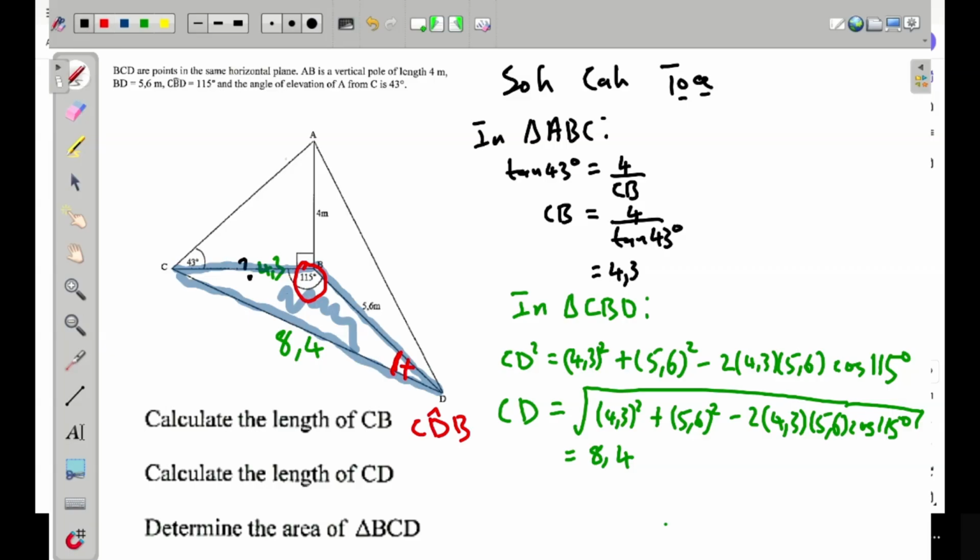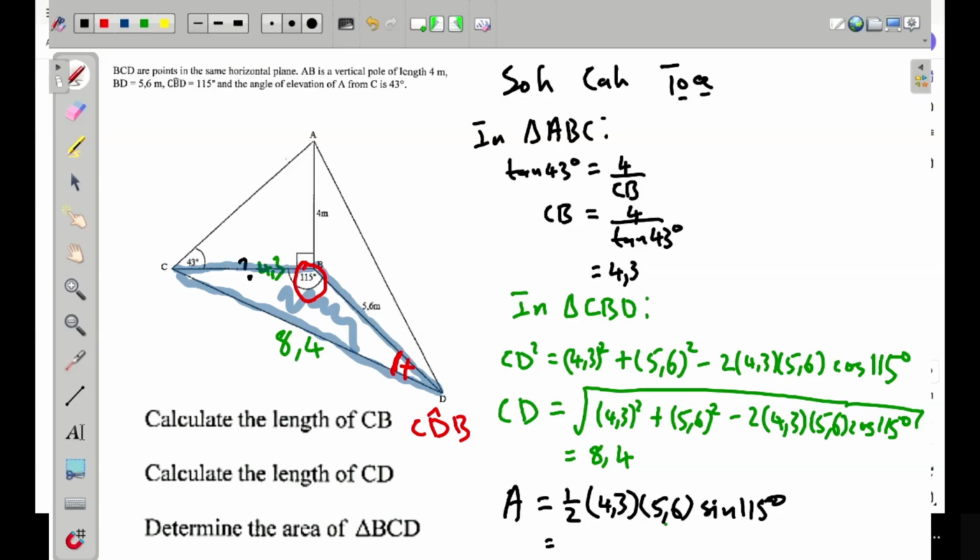Finally, we want to find the area of triangle BCD, which is the same triangle we were working in now. So this one is quite simple because we already have side angle side. So the area is going to be half times 4.3 times 5.6, and the included angle, so I'll take sine of 115.